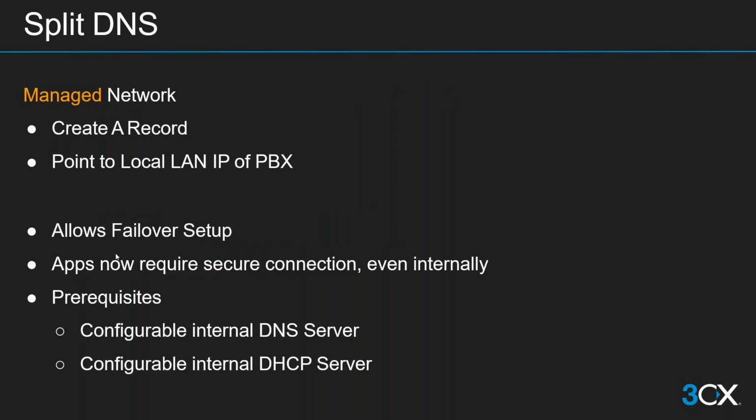Split DNS, which requires a managed network. We create an A record on the DNS server which points to the local LAN IP of the PBX. This allows failover setup. Apps now require a secure connection, even internally. The prerequisites, we have to have a configurable internal DNS server, and we have to have a configurable internal DHCP server.